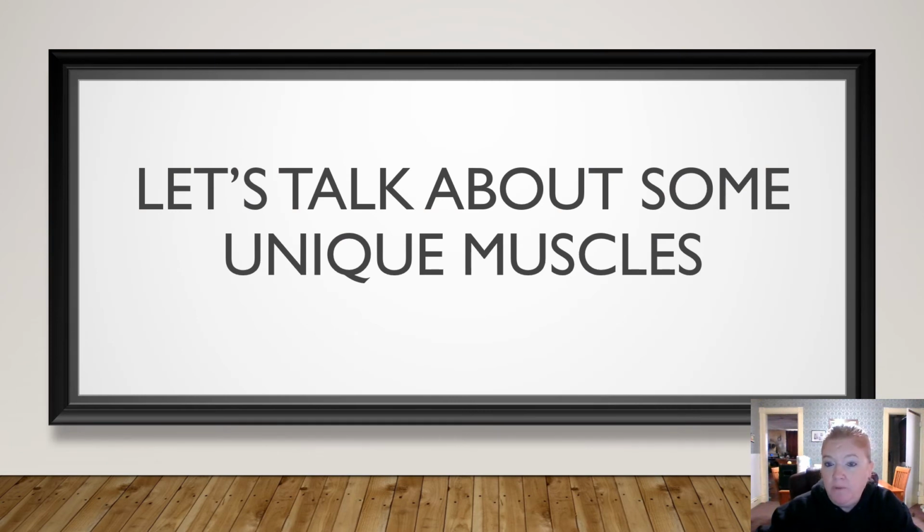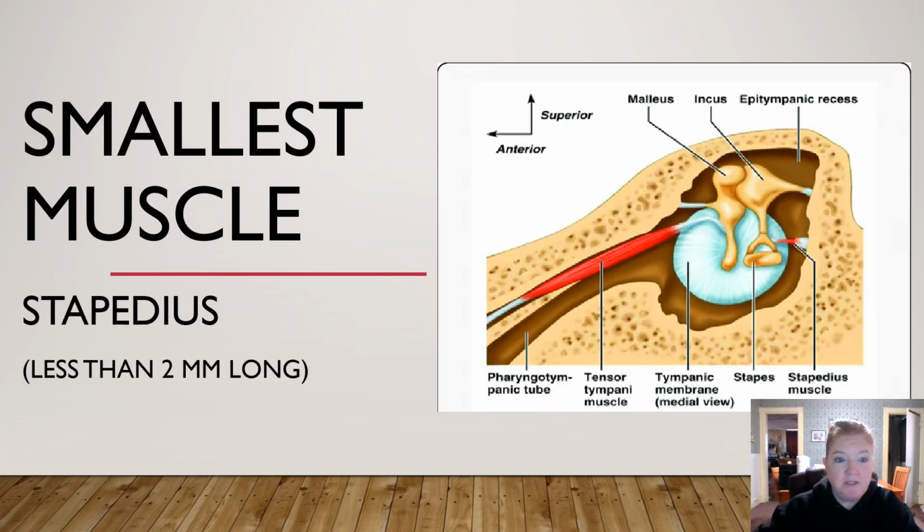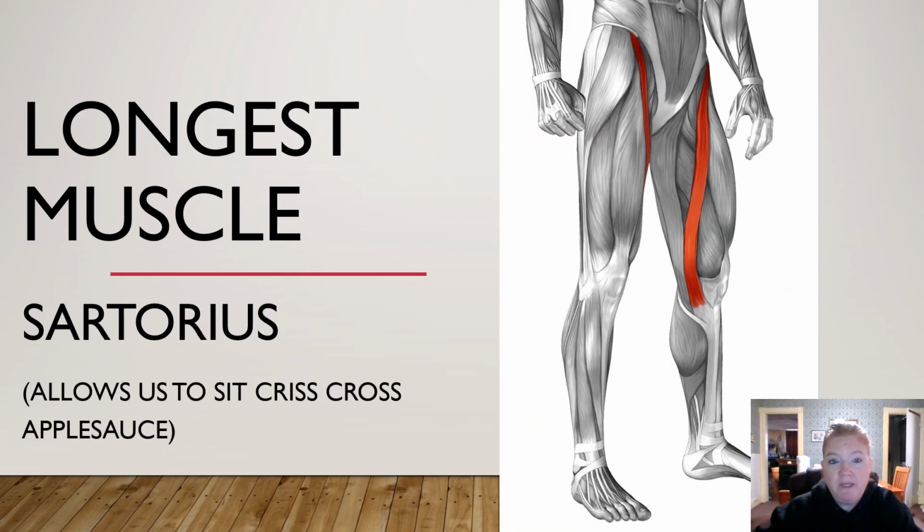Let's talk about some unique muscles. So the largest muscle is the gluteus maximus. The smallest muscle is the stapedius. It attaches to the stapes in your middle ear, and it's less than 2 millimeters long. The longest muscle is the sartorius. It wraps from, you can see, from near your coxal, near your hip area, all the way past your knee. It allows us to sit crisscross applesauce.